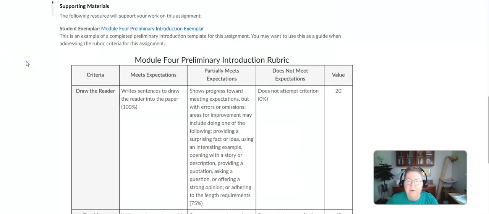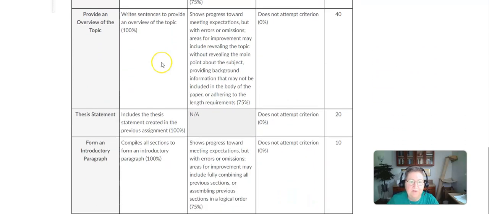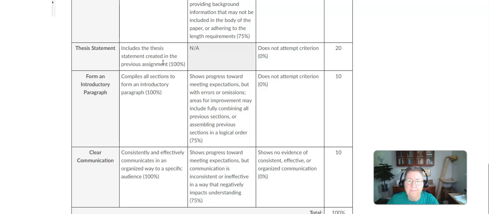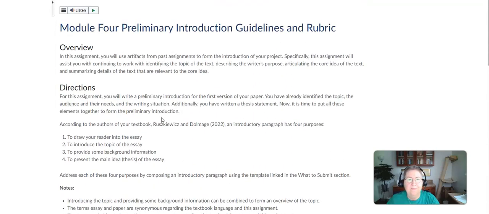And again, be sure to review the rubric. The rubric matches the steps in the instructions. Use the meets expectations column to make sure that you're meeting expectations. That's always your goal. Clear communication just means that you're communicating to your audience, which in this case is me, effectively. So be sure that you're running a spell check, that you're making any corrections that are needed, that you're indenting paragraphs, etc. All right, that is everything for Module 4.